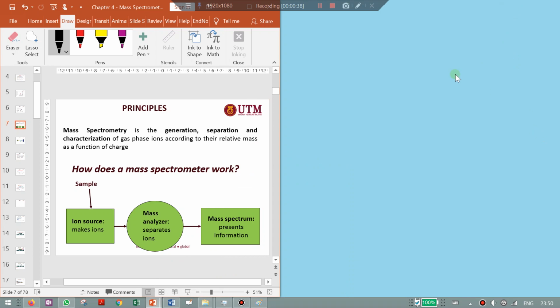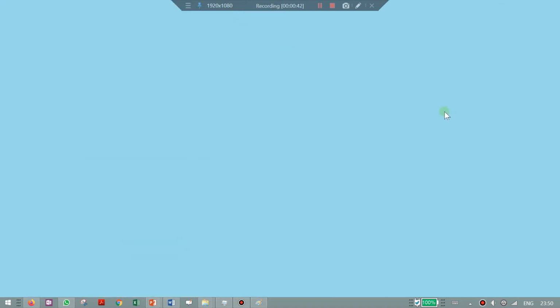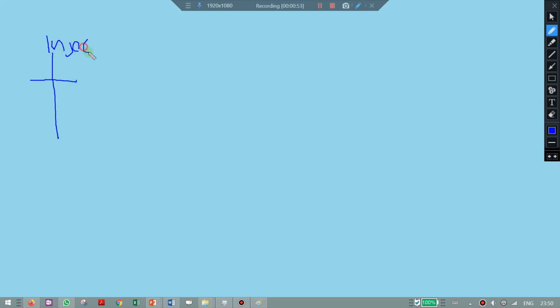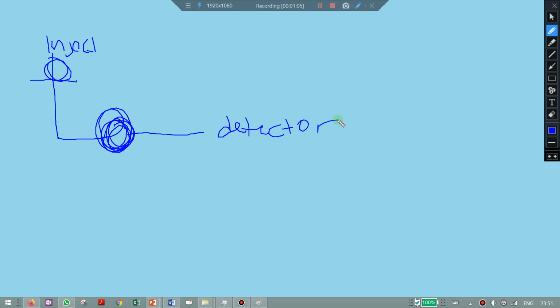Right, let's go back a bit. Let's go back a little bit to the basic, right? Before you guys get confused, we agree that here you inject your sample. Let's say here is your injector, and then we have our column, your oven, your separation, whatsoever, and then you reach your detector. Alright, that is the normal one.